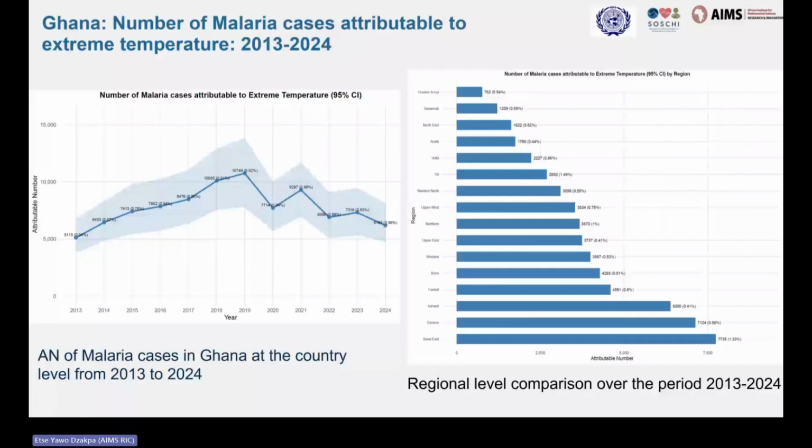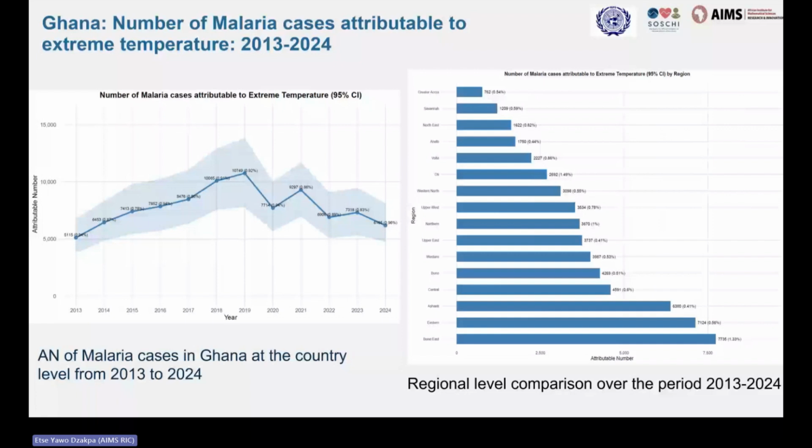This means that those areas should be targeted for policy, so that the cases might be decreasing. And among those areas, we have a specific area, for example, the Bono State, the Eastern, the Ashanti region. Those are the regions that come up with the highest attributable number over the period that we considered.